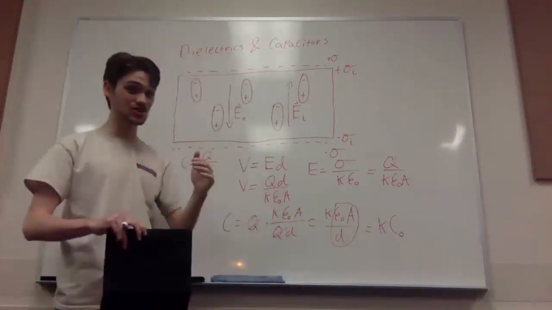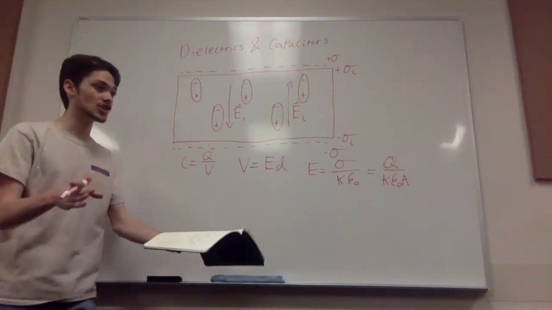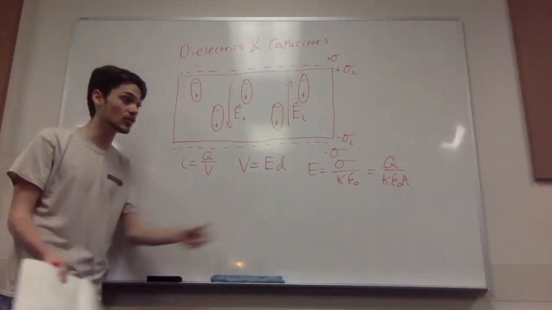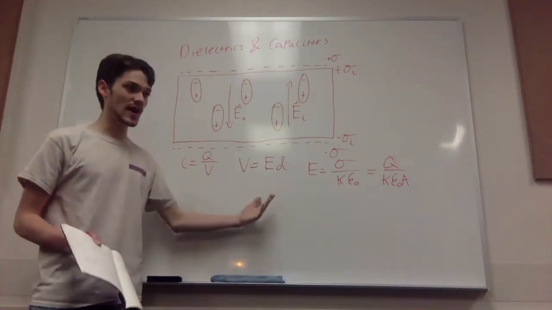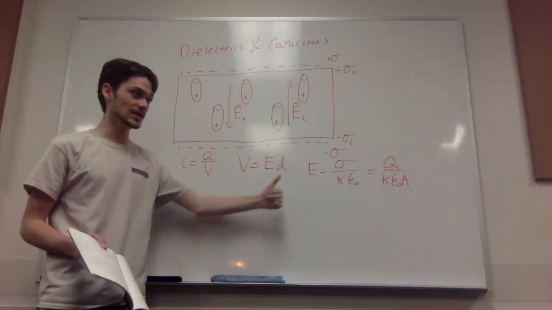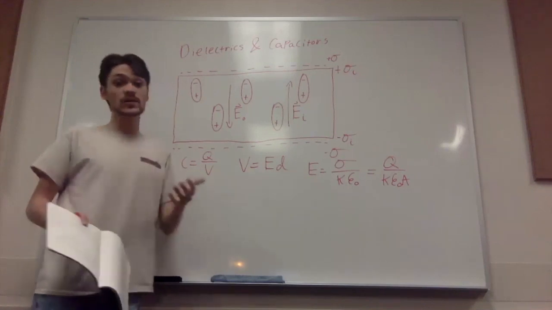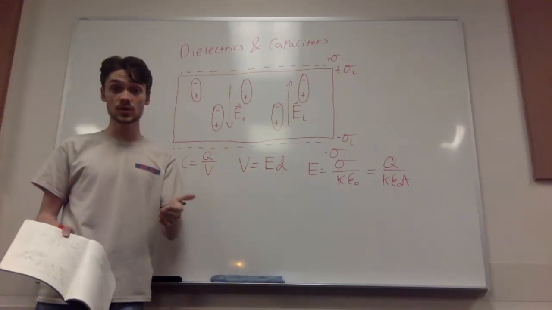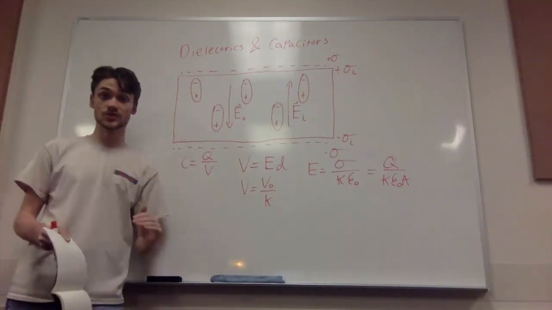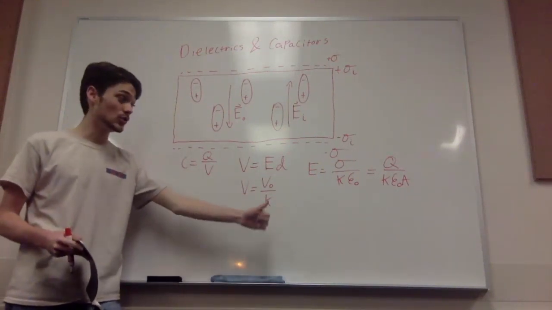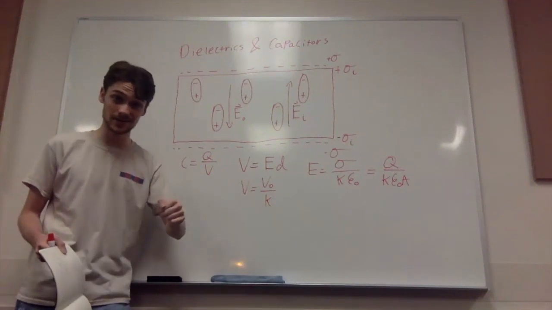It's an inverse relationship. If we imagine the same logic and train of thought there, we can also find the voltage inside a capacitor with the dielectric. We know that the voltage is going to be the electric field times the distance, and we know that the electric field with a dielectric is weakened, meaning that the voltage with a dielectric is also going to be lowered, and be equal to the original voltage divided by the dielectric constant.